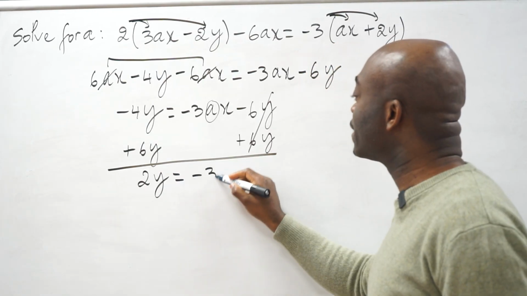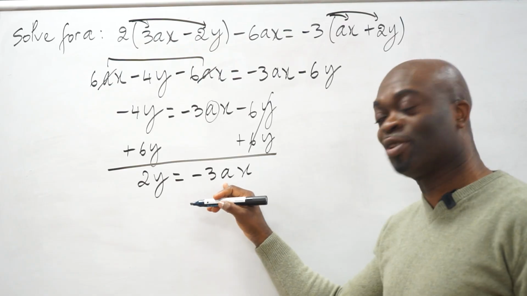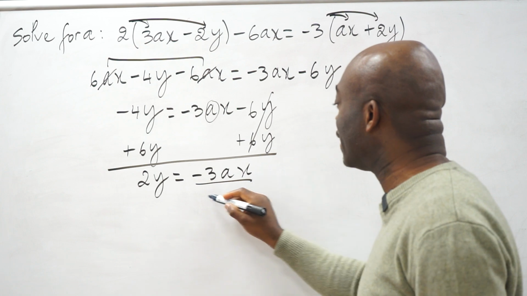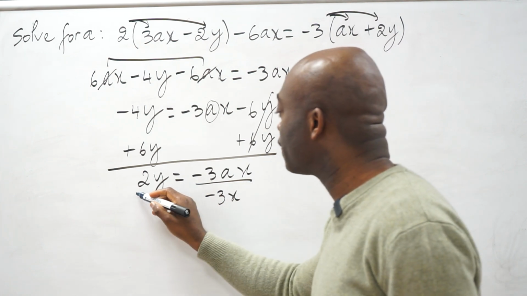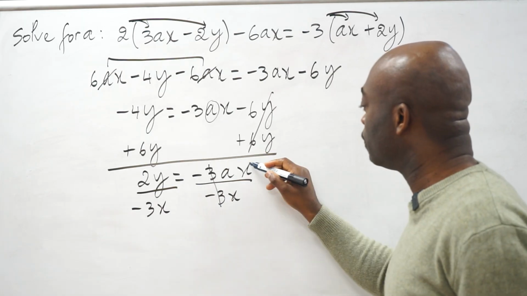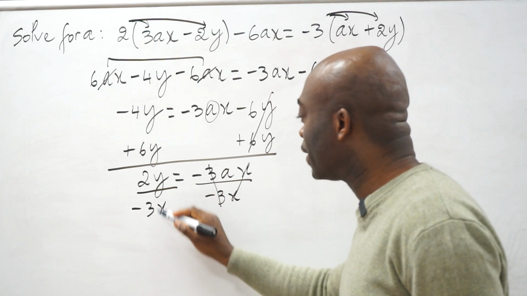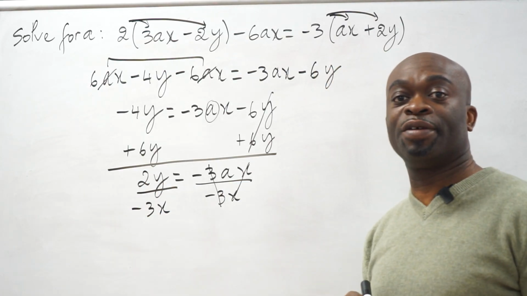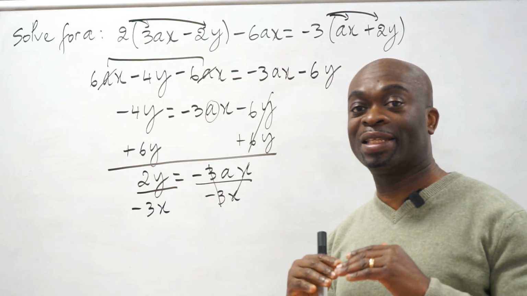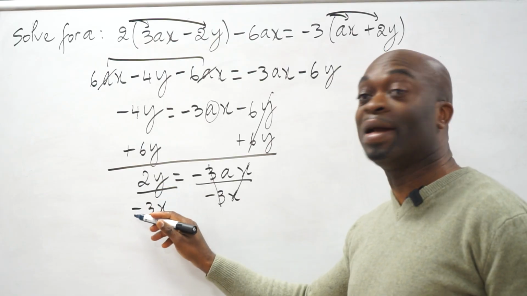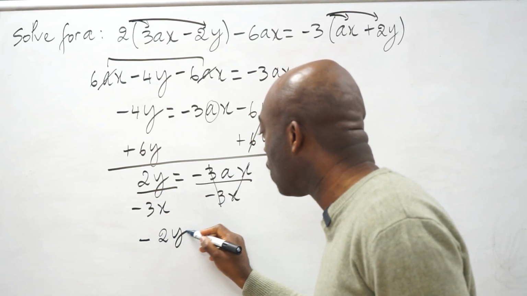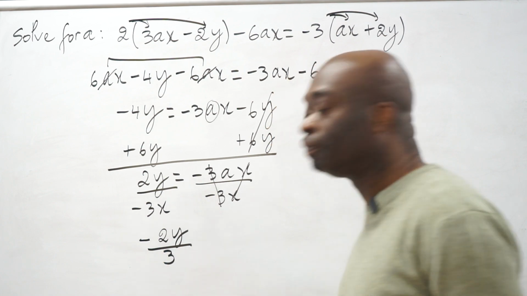Okay? And then negative 3ax. And remember, what are we solving for still? A. So that means negative 3x has got to go by dividing both sides by negative 3x. So this is out. So you end up with positive 2 divided by negative 3, because a lot of times we do not like to have the negative sign at the bottom of the fraction. We don't like that. So what's going to happen? A positive number divided by a negative is going to give us a negative number. So we end up with a negative, then we have 2y over 3.